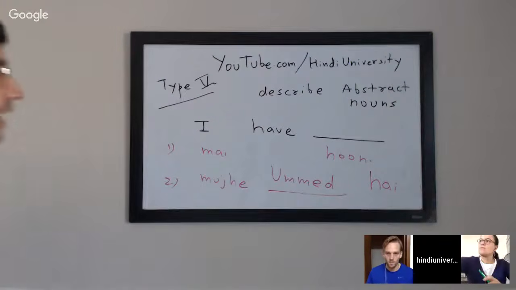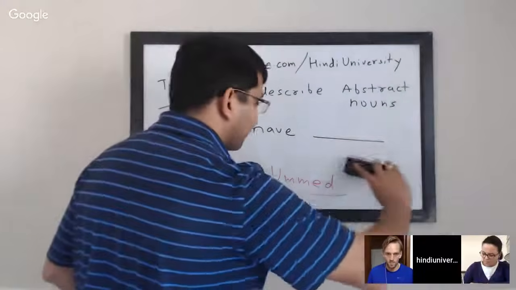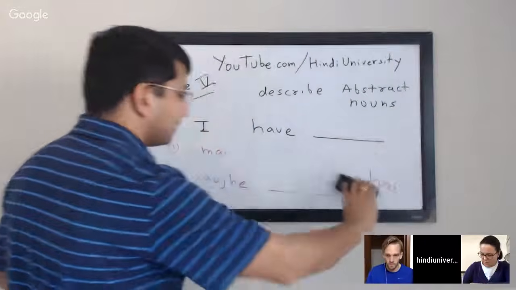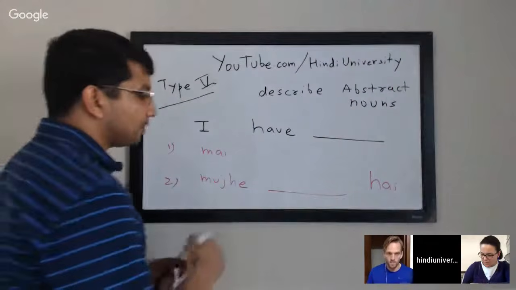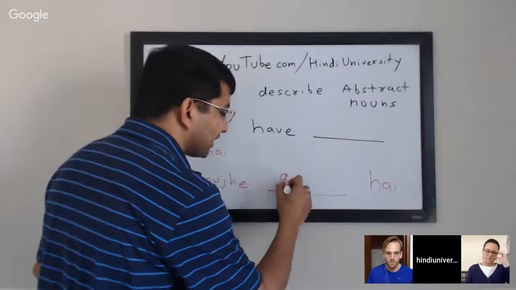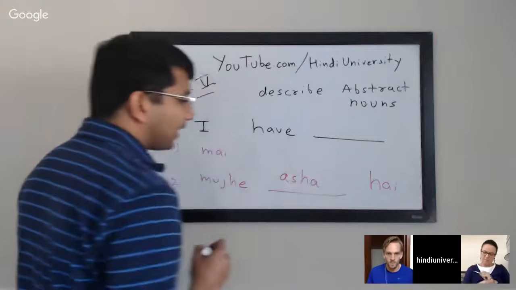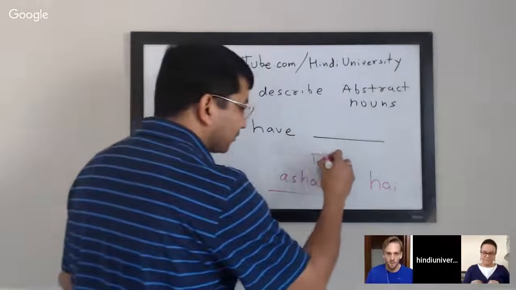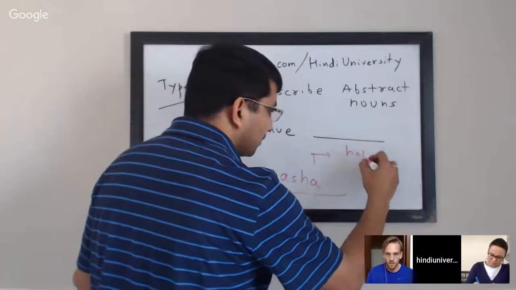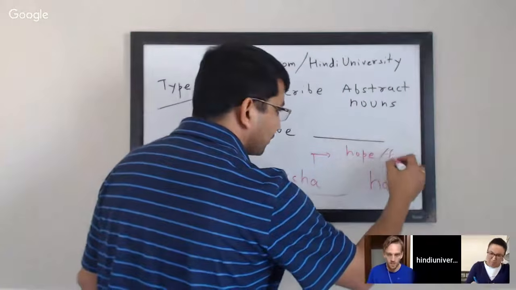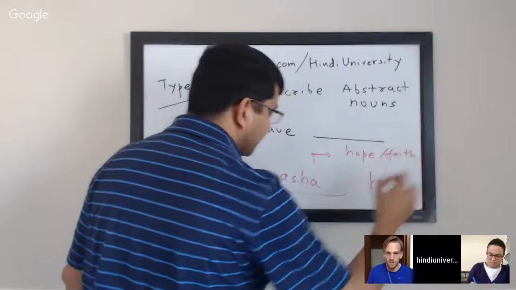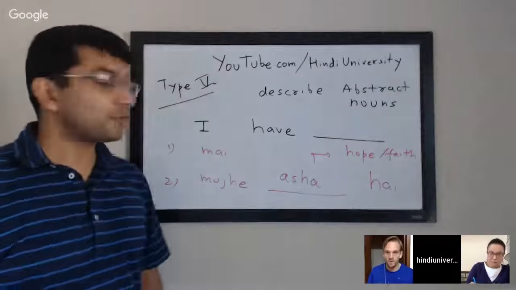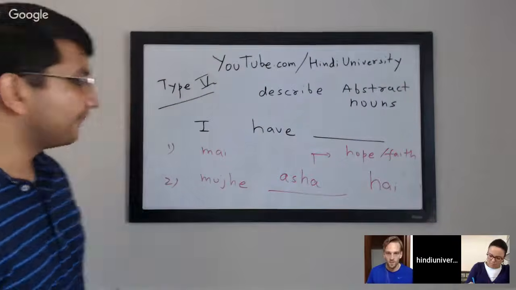You can even say I have faith, right? How do you say that? I have faith. Another way of saying it is मुझे आशा है. Asha is nothing but another way of describing hope or your faith around it. मुझे आशा है. Okay, और मुझे उम्मीद है.